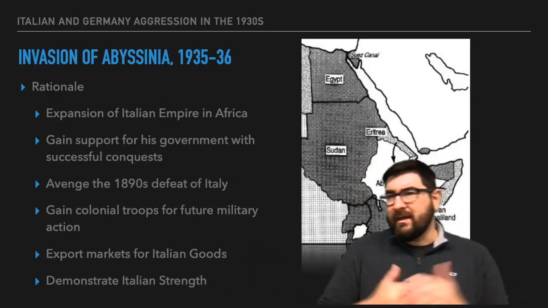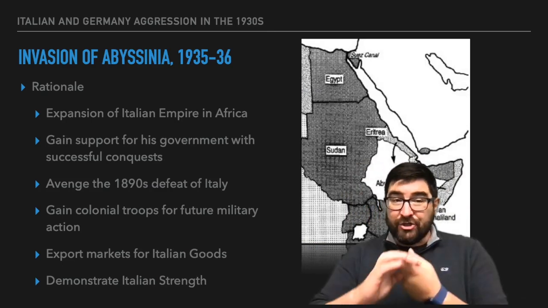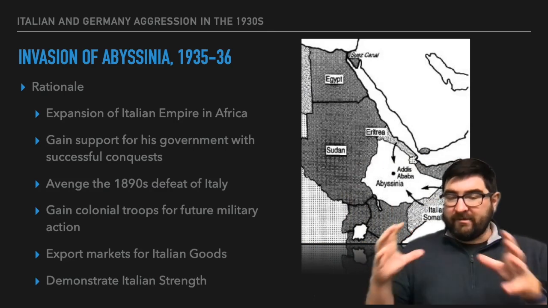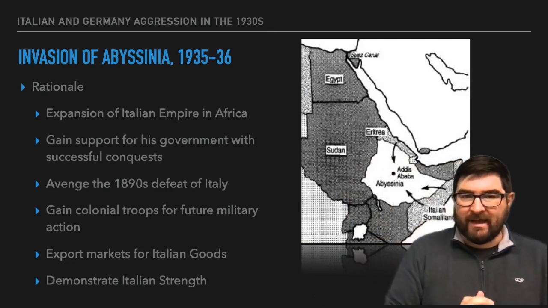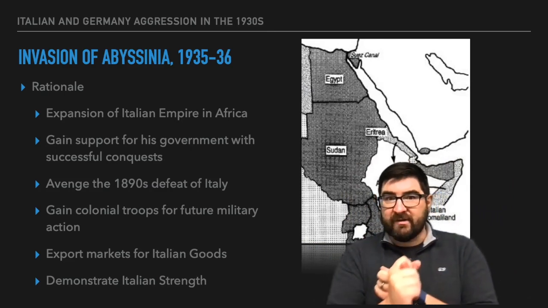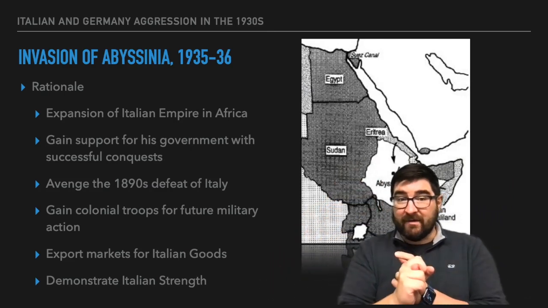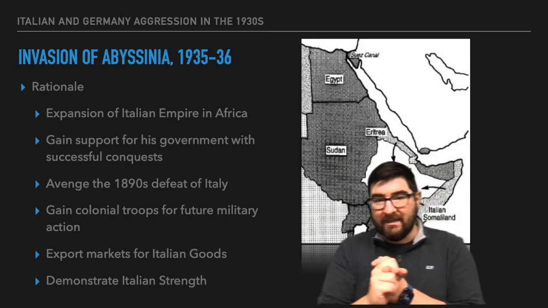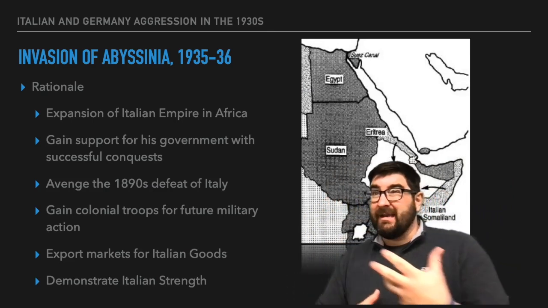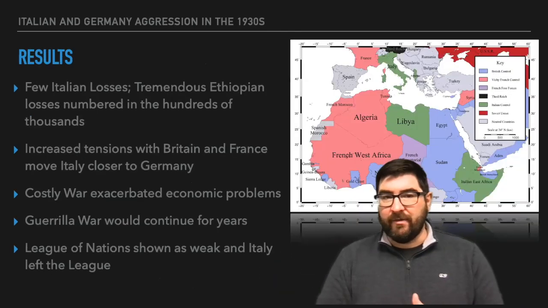And that's going to begin for Italy in 1935 and 36 with the invasion of Abyssinia. This is going to push the Italians into a new territory in Africa that's surrounded by already held Italian colonies. This is in hopes of gaining support for his government through successful conquests and imperialism. This is going to avenge a loss that Italy suffered in Ethiopia back in the 1890s. It can gain colonial troops for future military action. It can give markets for Italian goods and ultimately demonstrate Italian strength in the world.